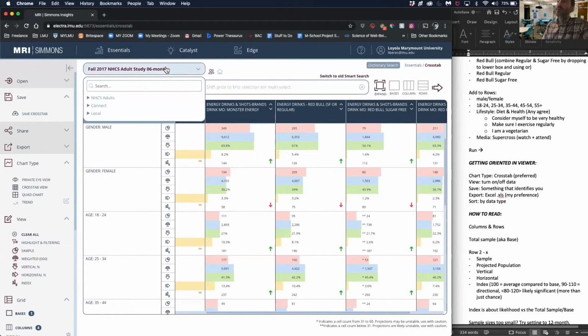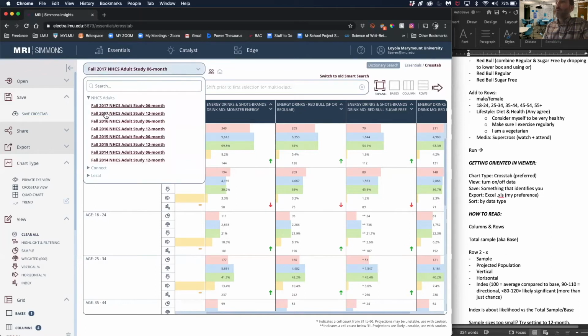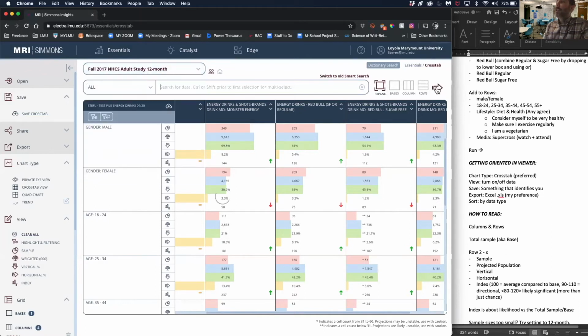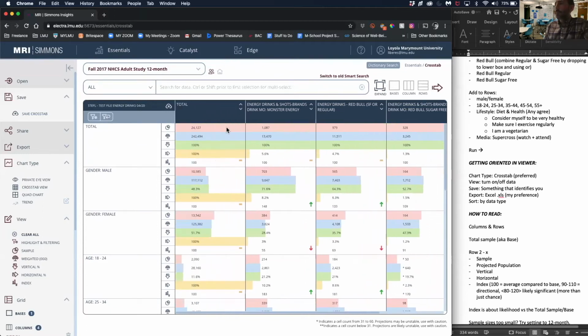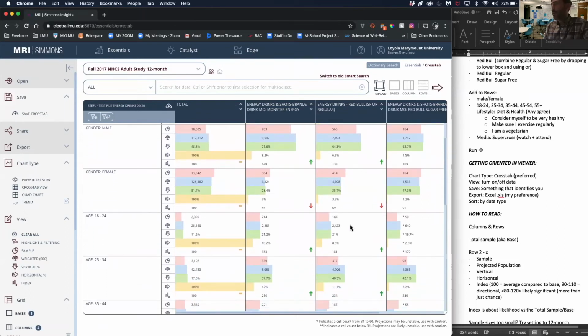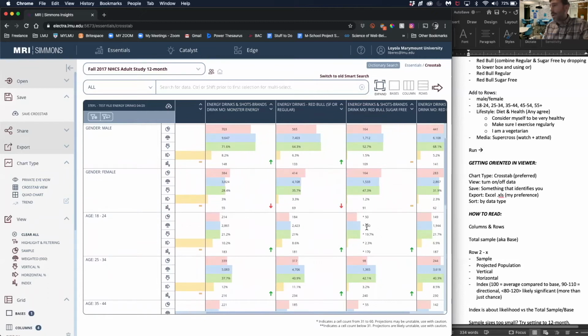So one thing that we might want to do is change our study to the 12-month study and rerun it over here. What that's going to do is double our sample size. Now we've got 24,000 people in the study. Well, let's see what happens when we try to look at Red Bull sugar-free among 25 to 34-year-olds.